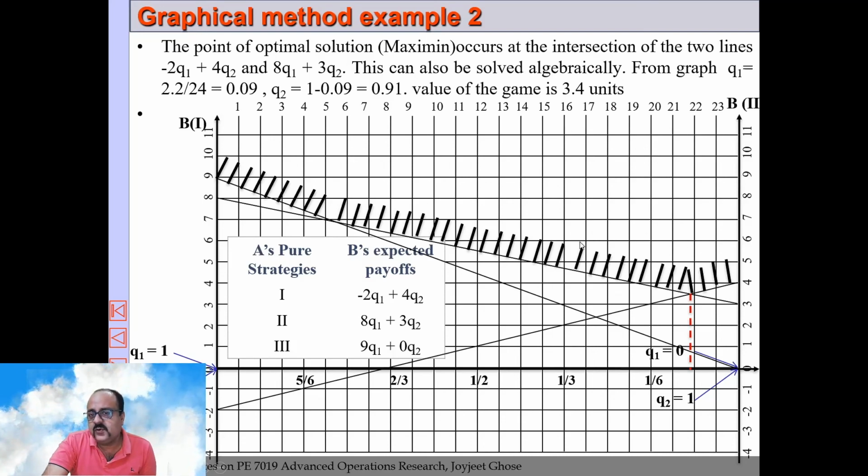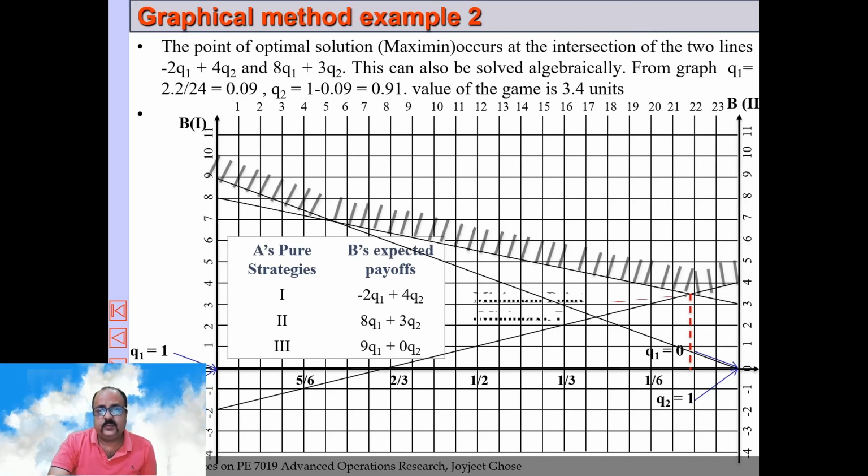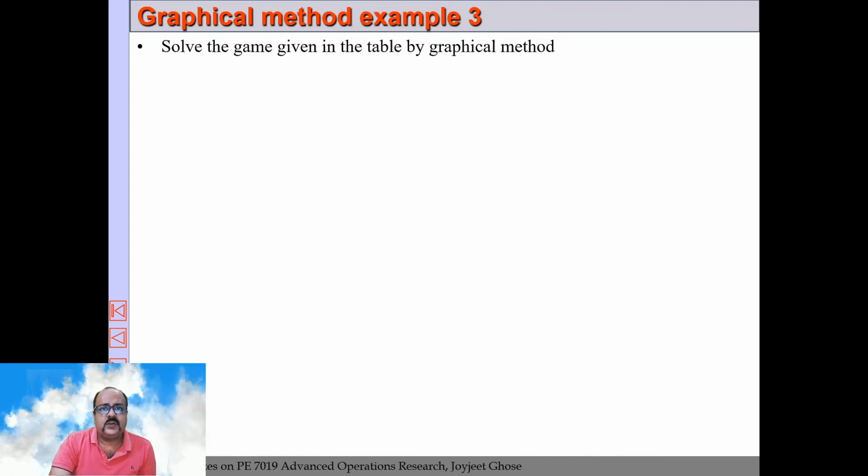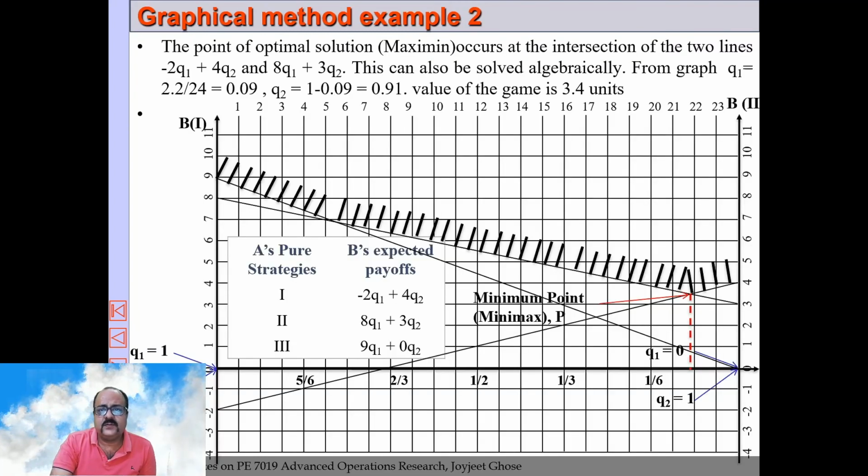I have often seen students repeating the same mistake, finding q1 and q2 and putting them in the wrong equation to find the value of the game, so getting it all wrong. So this is the graphical method of solving a game. Solve more problems, then the concepts will get clear to you.